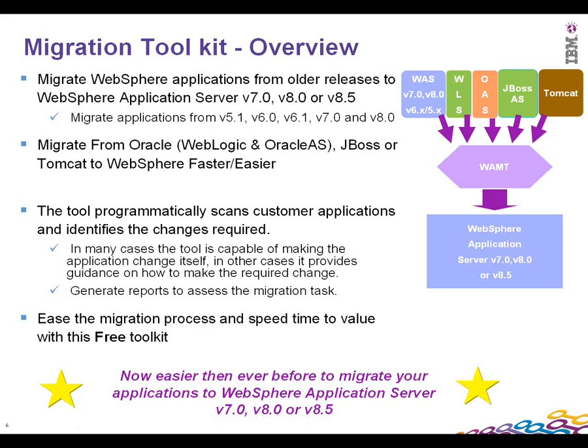So the tool is capable of making the application changes itself in most of the cases, and in some cases you need to do manual intervention after running the toolkit. Not only that, to be proactive and to do the estimation, because as I said, most of the time it happens in production, and we cannot just gamble around it. So we have to be very definite in that. So this toolkit also generates a report to assess the migration task, how much time it's going to take, right? And most importantly, it is free of cost. After this talk, you can just go to developerWorks. We have given the link. You can download it, install it and test it yourself, right?